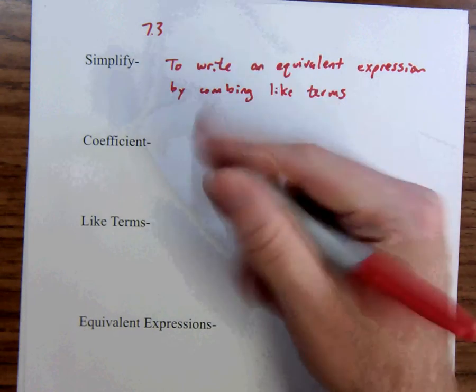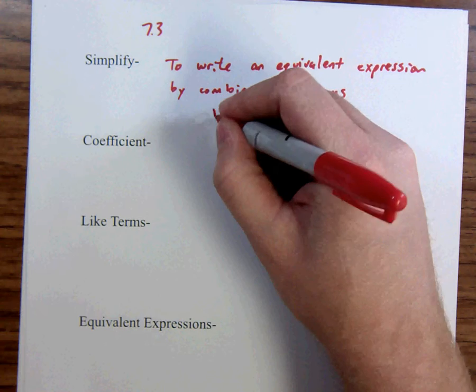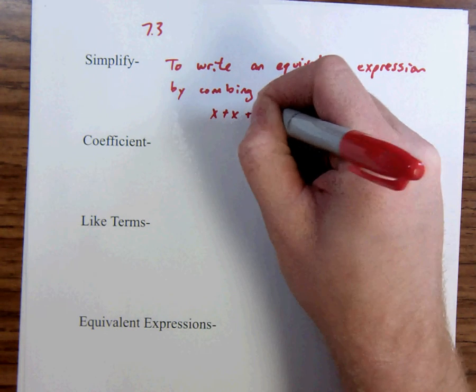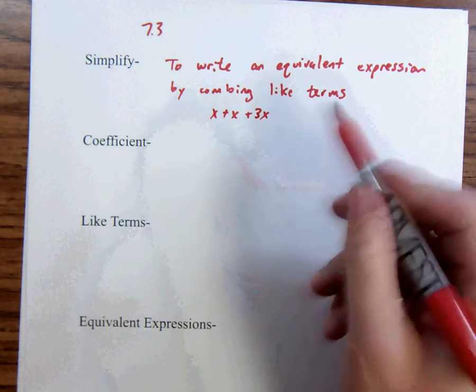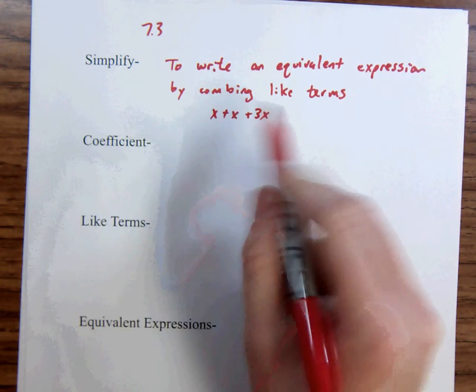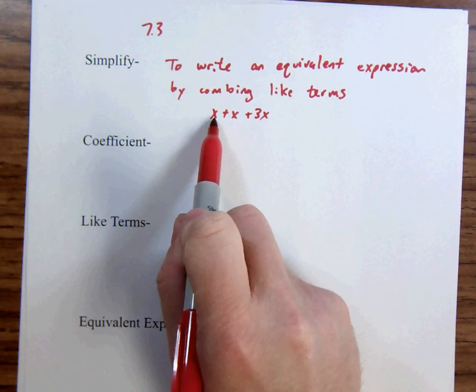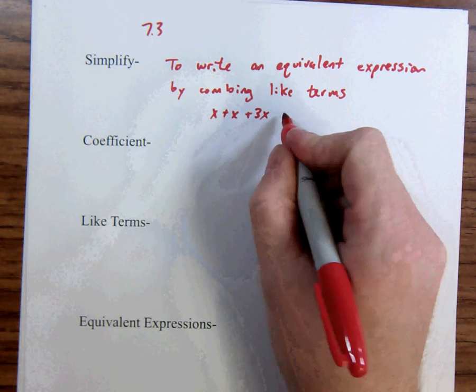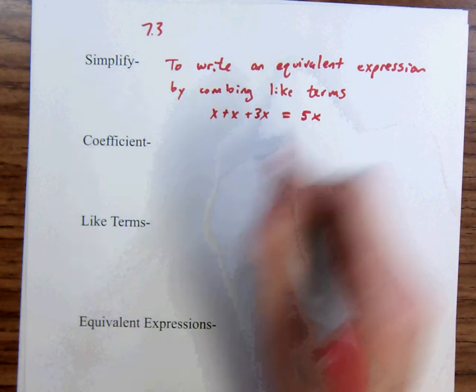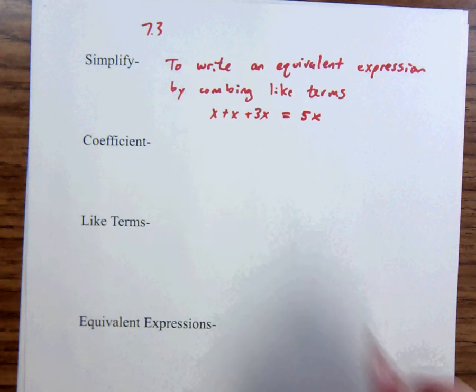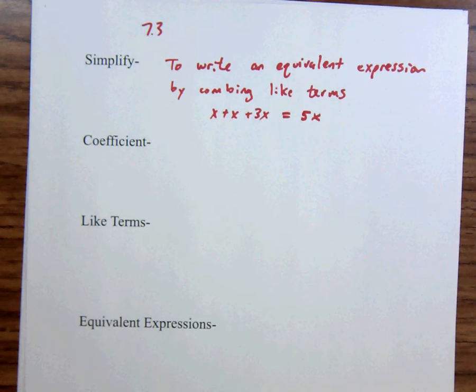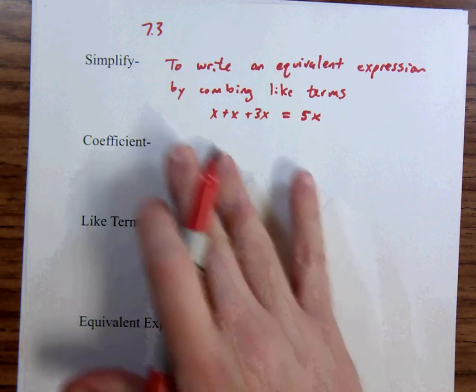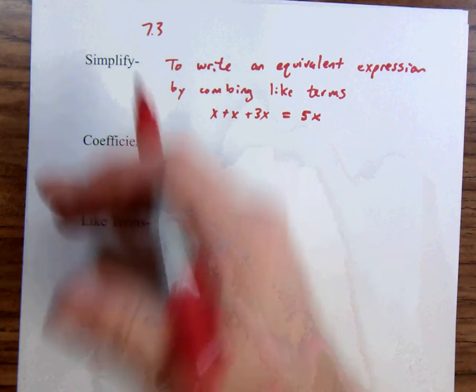For example, if I were to say x plus 3x, and I were to simplify this, I would say, well, I have 1x, plus 3x is here, so I have a total of 5x, and I've just simplified this expression into a different expression. And really this signifies all these other terms.